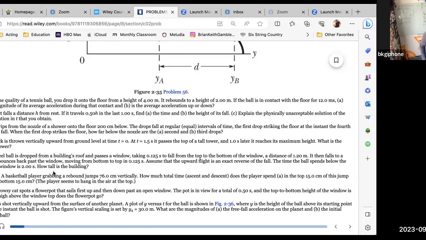Oh, it does say that, yeah, because otherwise I could say, well, you don't have it. You could assume that, but it says a steel ball is dropped from a building's roof and passes a window. So that implies that there was some distance y above the window that we don't know what that is. And yeah, so already I'm kind of formulating the sketch in my mind, the diagram.